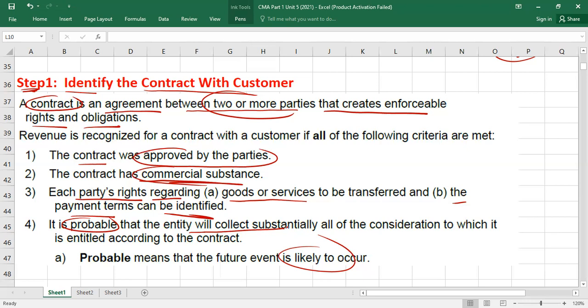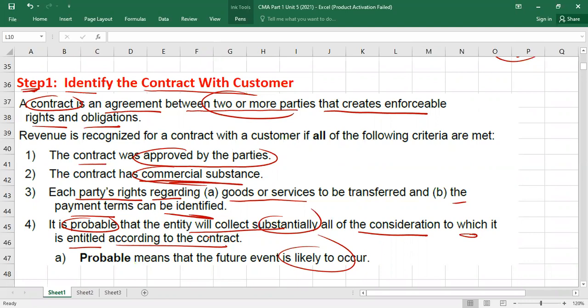The seller will collect. What will he collect? Goods, service or cash? Cash. Obviously, when selling goods or services. So the entity will collect what? Substantially. Substantially means a majority, the significant part, all of the consideration. Consideration means what he is receiving. It means the seller will collect all of the substantial amount of consideration to which it is entitled according to the contract. Obviously, according to the contract, you are entitled. You have a right to receive the cash. It means if there are chances you will collect the money, only in that scenario, guys, should you book the revenue, right or wrong?